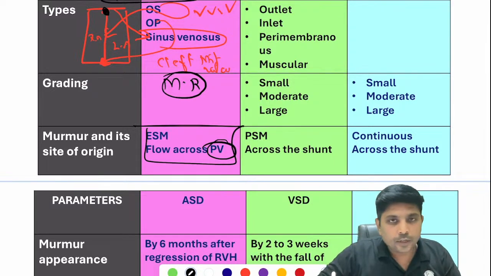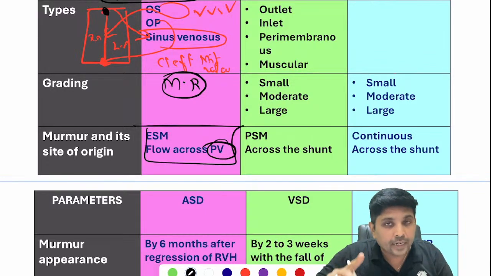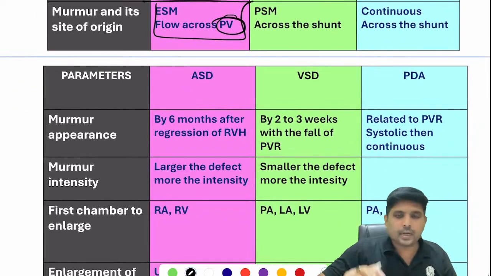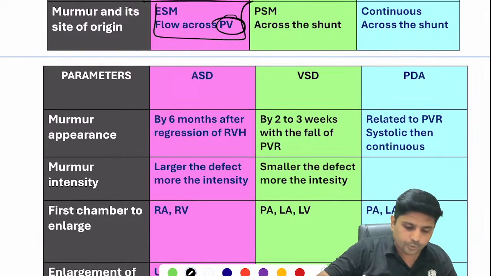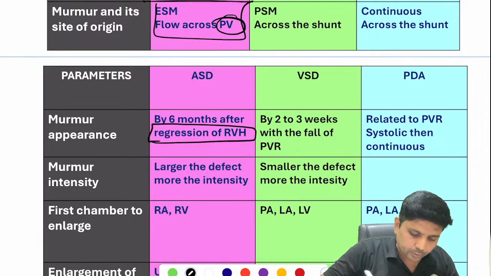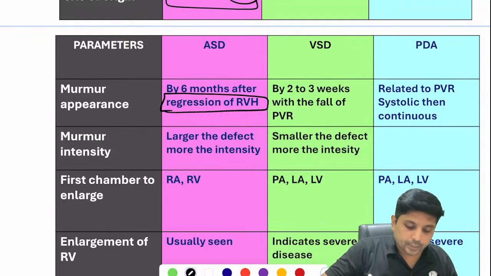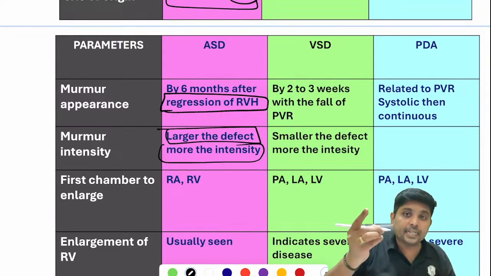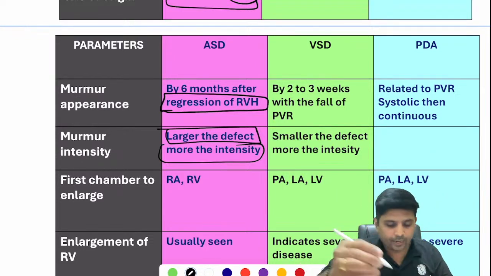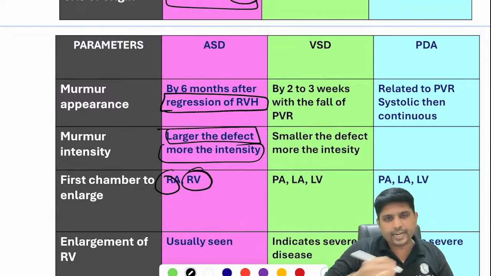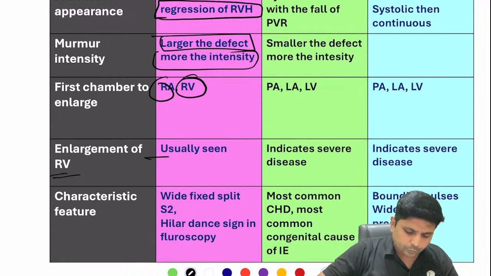So in ASD, you won't get a shunt murmur. You will get a flow murmur across the pulmonary valve. Since blood goes from left atrium to right ventricle, your right ventricle usually undergoes hypertrophy initially. The larger the defect, the more the intensity of the murmur across the pulmonary valve, not the shunt. Okay. So the chambers increased are right atrium enlargement and right ventricle hypertrophy. So right ventricle hypertrophy is usually seen.